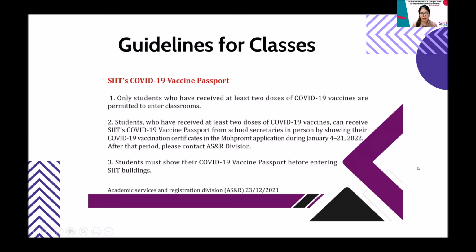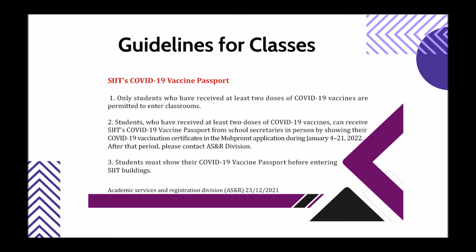Okay. And next. Of course, at SIIT, all of you must have the SIIT COVID-19 vaccine passport. To get the vaccine passport for full-time students, you can directly contact the secretary of your program and collect it. You must show the certificate of vaccination to the secretary, and then you can get the vaccine passport. But for exchange students, you can get the vaccine passport from me.